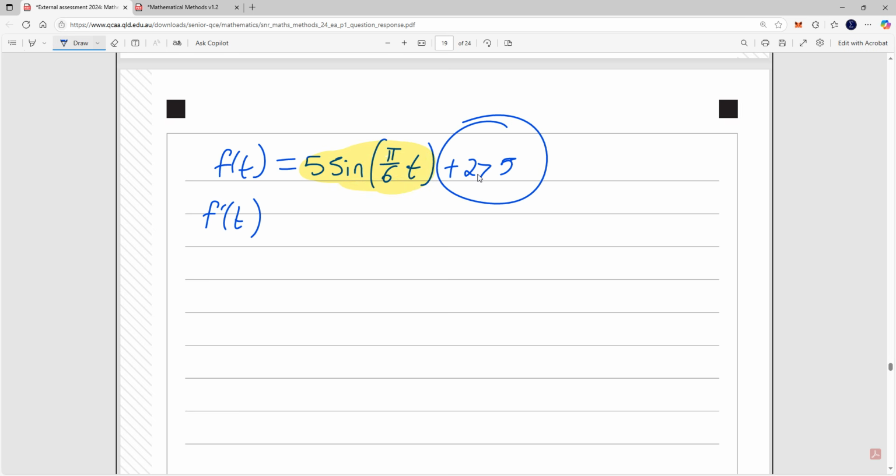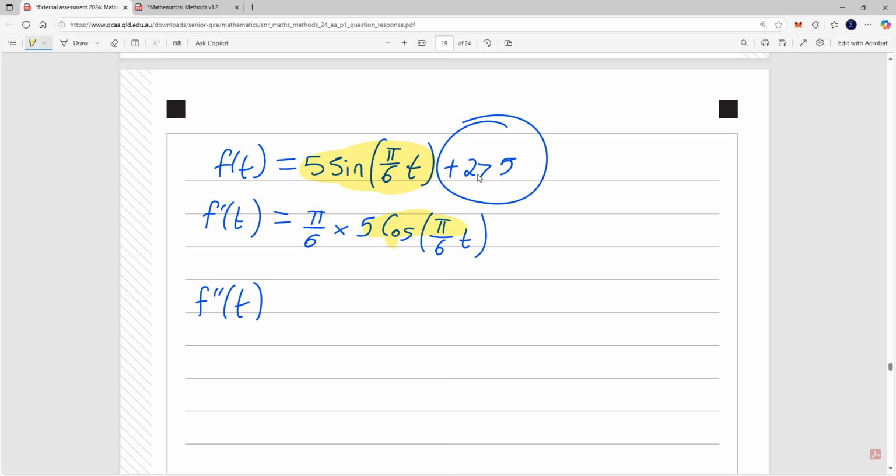That's just going to disappear to nothing. Okay, so this will turn into, differentiate the inside. So bring out the pi over 6. So pi over 6 times by 5. And the sine turns into cos. So cos pi over 6 t. Then we're going to differentiate that again. So do the same thing, do chain rule on this guy here.